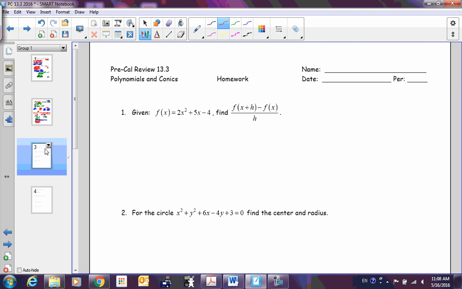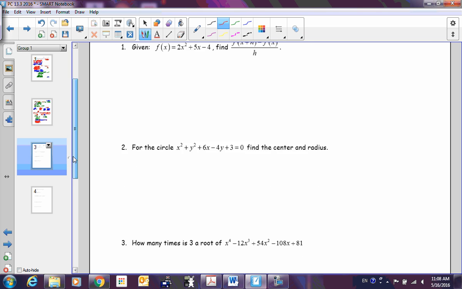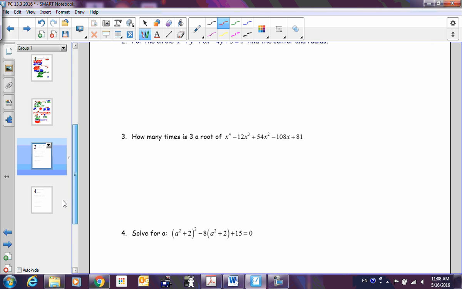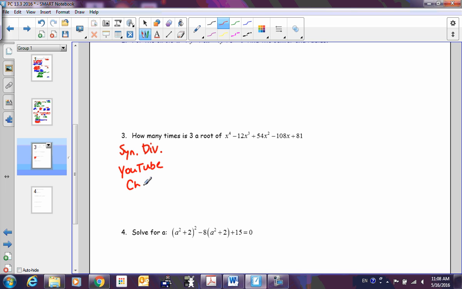Real quick, I want to point out some things on the homework, just making sure that you know. Number 3, probably using synthetic division would be more helpful here than anything else. Just YouTube this, or go back to our chapter 8 when we did this. However you want to do that. Use your resources if you need to, okay?